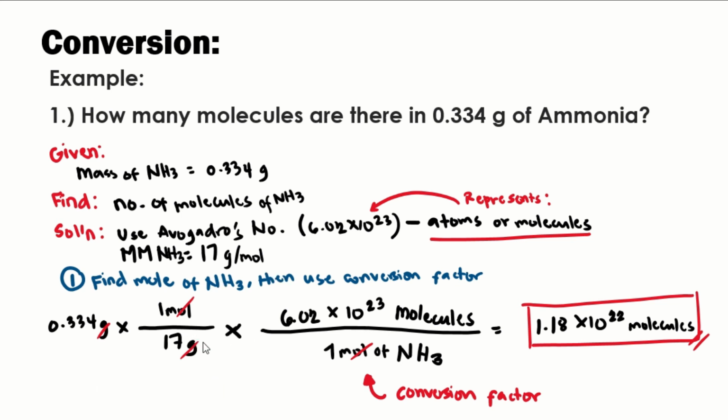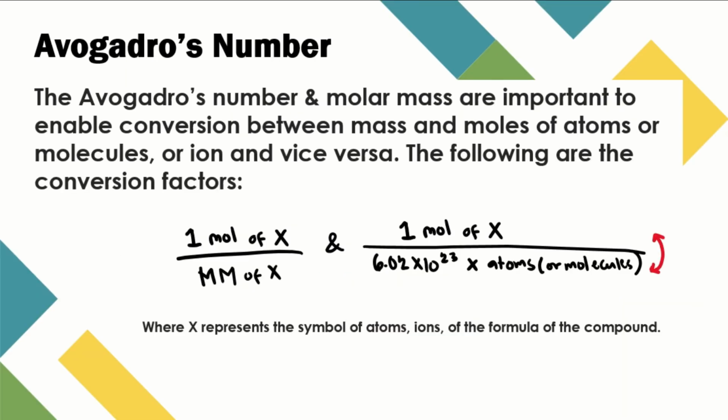The value of the mole, we multiply by our conversion factor for Avogadro's number. We're asked to find the molecules, so the mole cancels, and the final answer is 1.18 times 10 raised to 22 molecules. Again, this is the number of molecules present in our 0.334 grams of ammonia. So that's how we use the conversion factors for Avogadro's number in determining the number of atoms or molecules present in our given substance.